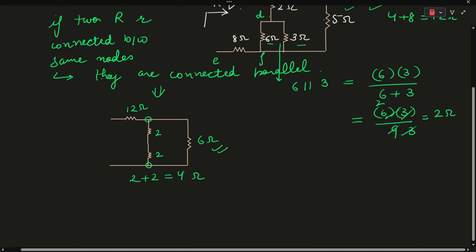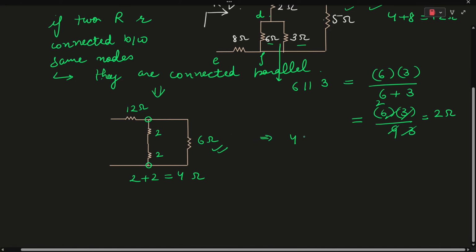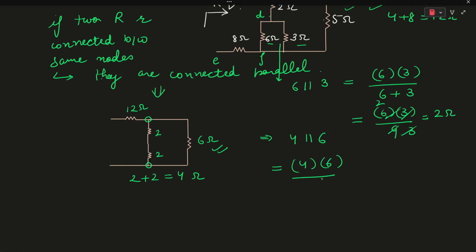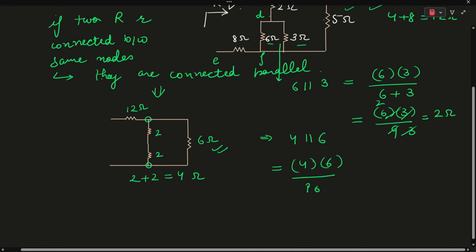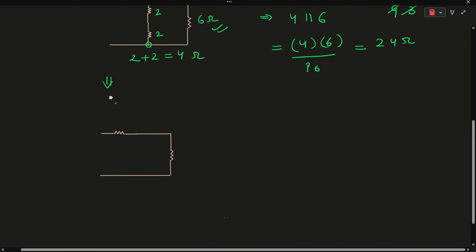Also, these particular two resistors and the 6 ohm resistor are connected between the same nodes. So they have a parallel combination, okay? So the equivalent resistance of these will be 4 in parallel with 6, which will be equal to 4 into 6 over 10, so that is coming out to be 2.4 ohms, okay? So this will be your equivalent circuit, okay?